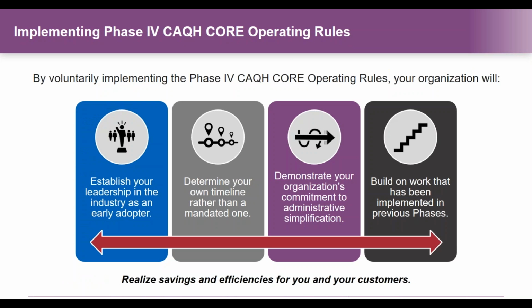On the next slide, you'll see that we do have very specific requirements around voluntarily implementing the Phase 4 rules, because your organization can actually do this now, as we've seen with PocketDoc, and establish yourself as a leader in the industry as an early adopter. You can determine your own timetable of what works best for you as an early adopter. You can demonstrate your organization's commitment to administrative simplification, as well as build on the work that you've done in the previous phases, because again, as you'll see a little bit later, Phase 4 builds on Phase 1, 2, and 3, so you can build momentum within your organization and use some of the same resources that are in place today.